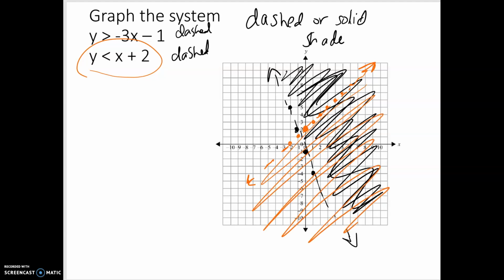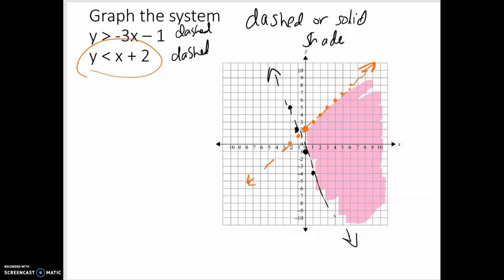What I want you guys to notice is where those two pieces of shading overlap. That is where your system actually has solutions. So where mine overlap is right here. You see both pieces of shading. That is your actual answer. Some people leave it and just shade this area darker. Some people erase their other shading. Either is fine with me as long as I can tell where yours overlap and where that actual solution is.